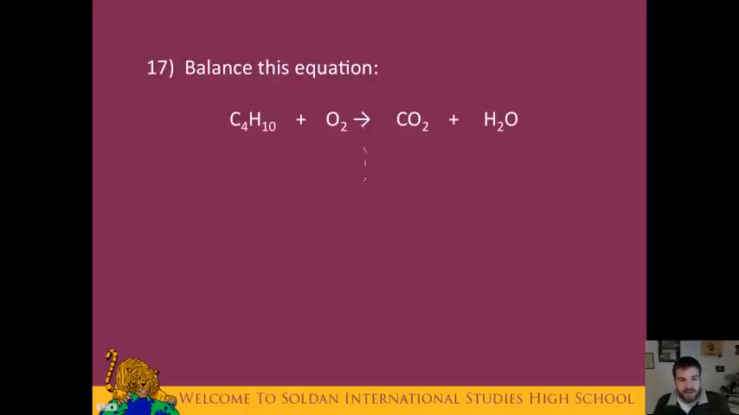17, balance this one. Dotted line down. The purpose for that is to separate the reactants and products. The purpose for these coefficient lines is to show you where you can put coefficients. Don't think that you can put a coefficient here. You're not allowed to do that because you can only add full molecules in these reactions. Just remember the rearranging atoms lab.